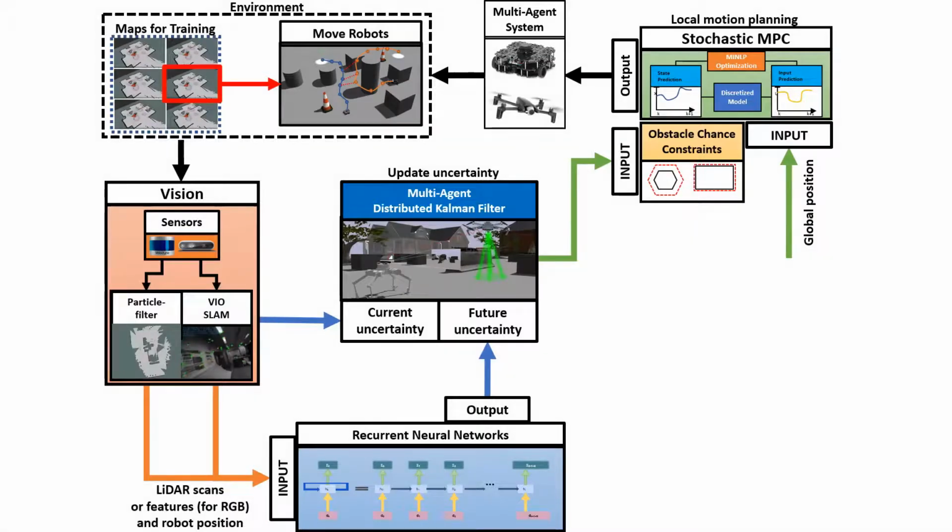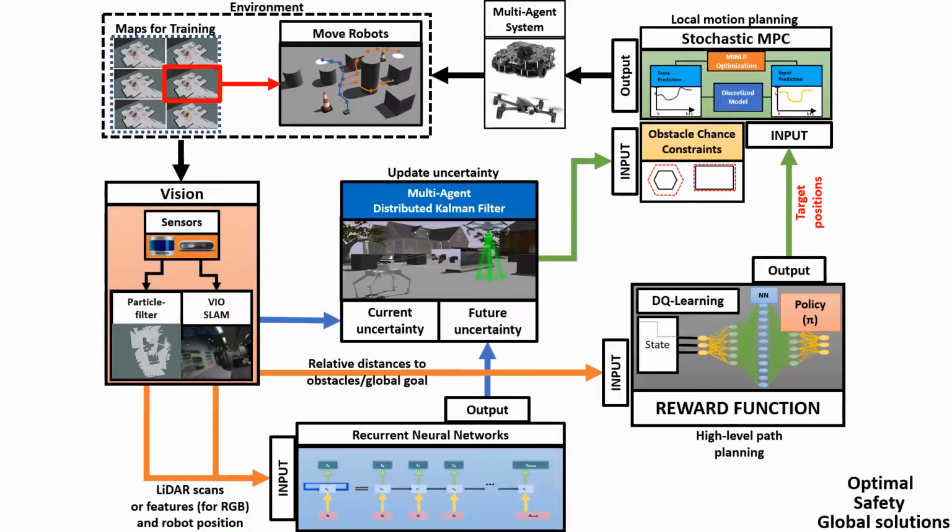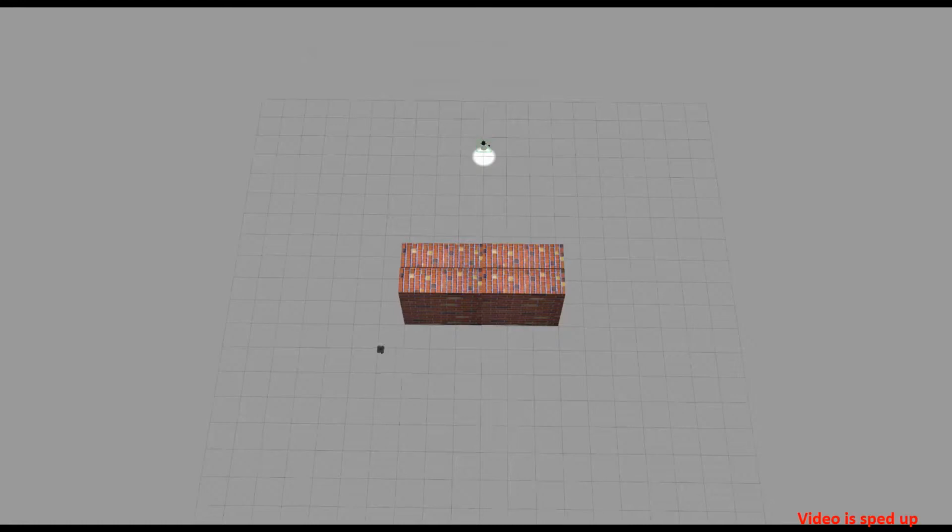Here's the result once the models have been trained. The DQN provides target positions for the SMPC at each time step, moving the robots toward a desired global goal. With the DQN, we can now easily avoid the local minima problem.